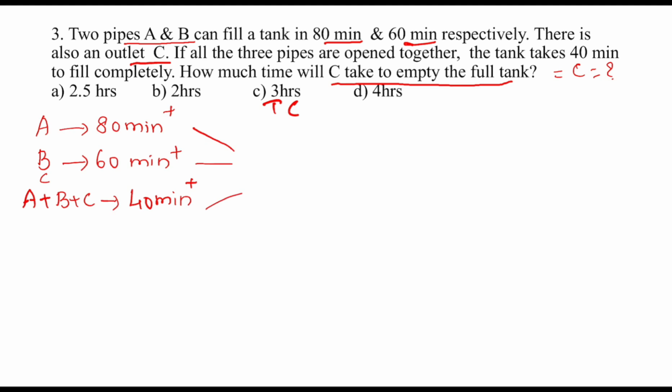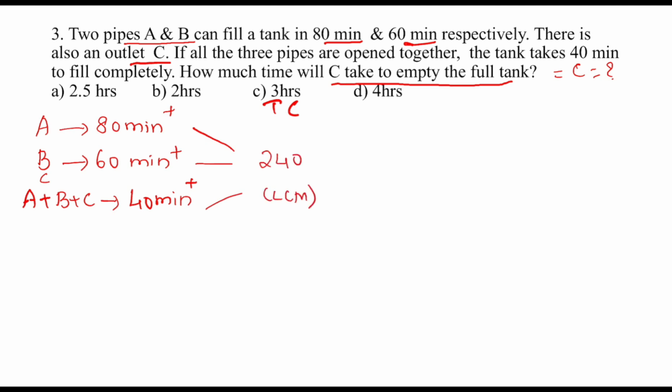So 80, 60 and 40 LCM. The greater number is 80, so see the multiples of 80. 80 ones are 80. 80 is divisible by 40 but not by 60. 80 twos are 160. 160 is divisible by 40 again but not by 60. Now 80 threes are 240. Yes, 240 is divisible by 60 also and 40 also. So 240 is the LCM.